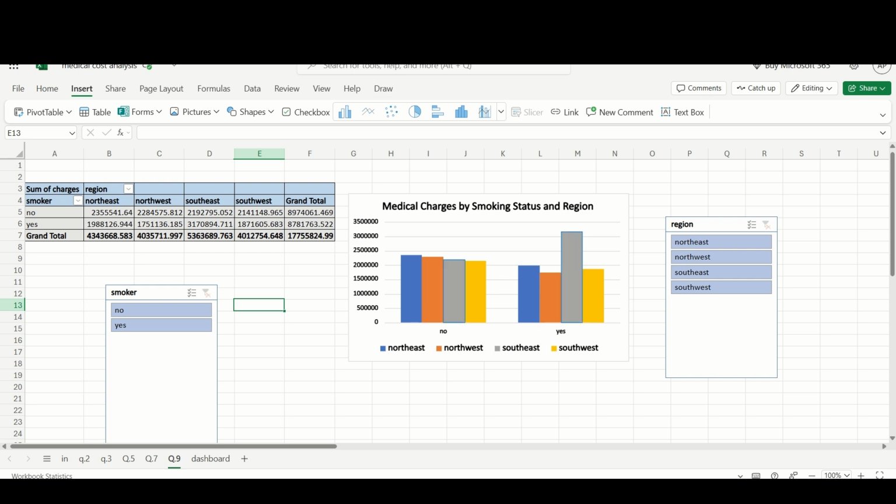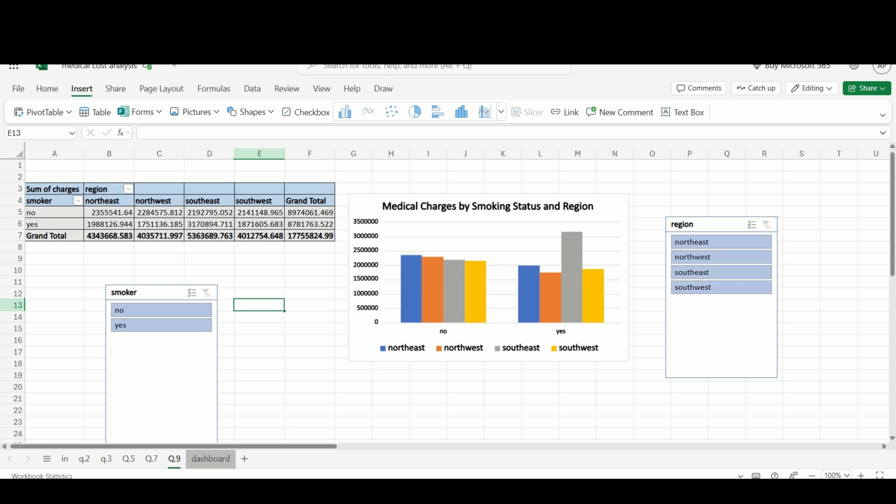So here each group of bars compares medical charges between smokers and non-smoker across four regions, that is northeast, southwest, southeast, and northwest. As we can see in the chart, the southeast region has the highest medical charges for smoker, then non-smoker in all the regions.